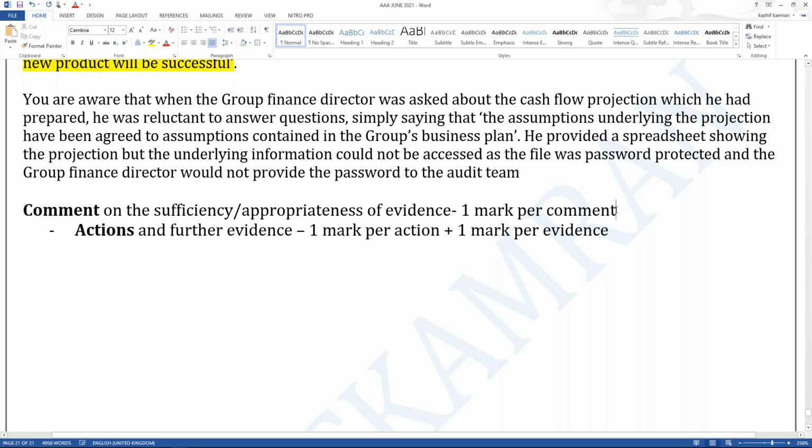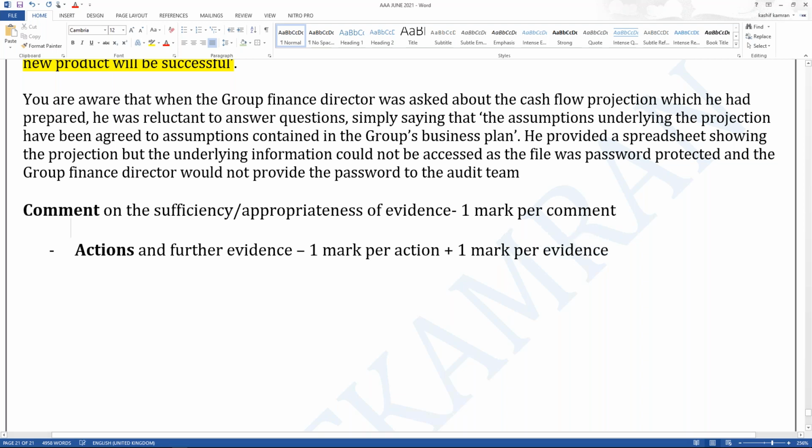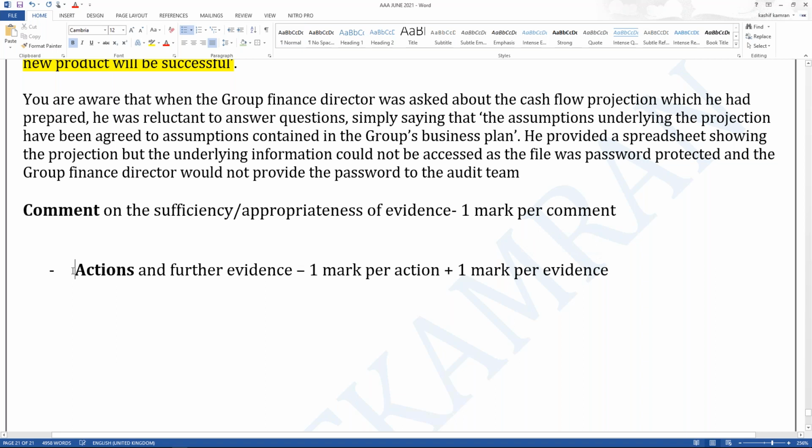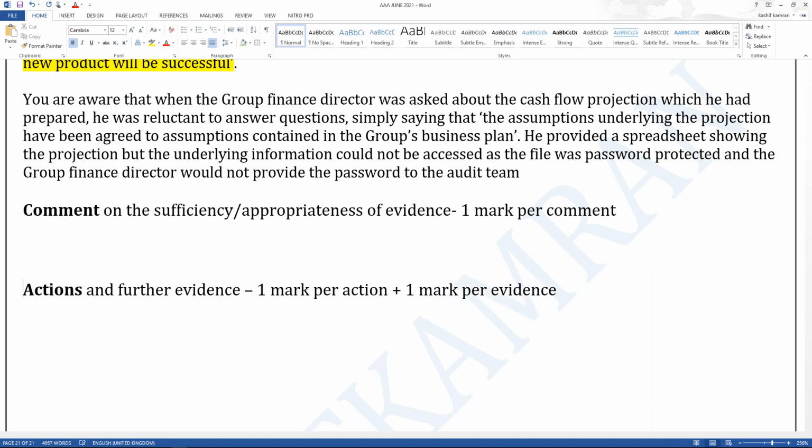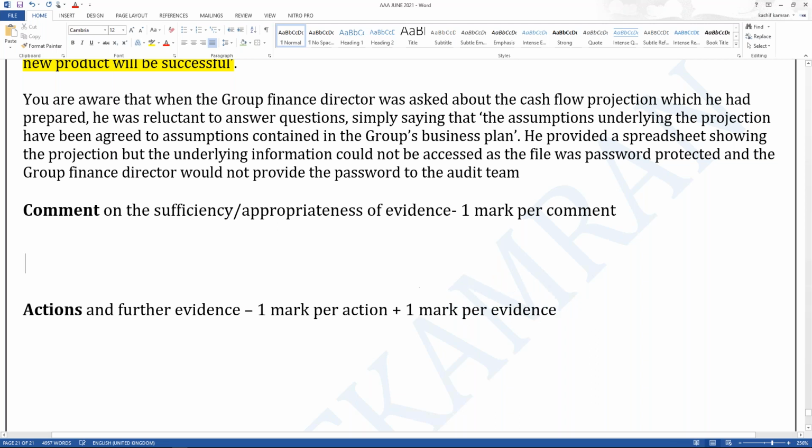Yes, the marking scheme has changed now. It's 1 mark, right? It's not 1.5 marks anymore. So I need to guide you about the most updated marking scheme in every webinar, wherever they have changed. Okay, let's write the first comment. See how you write the first comment.